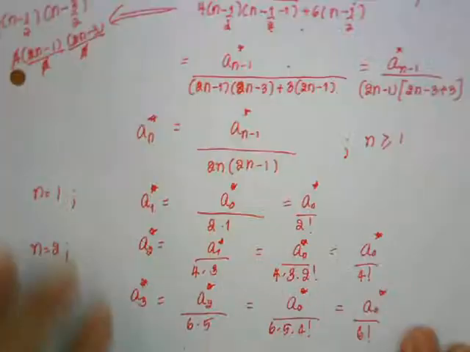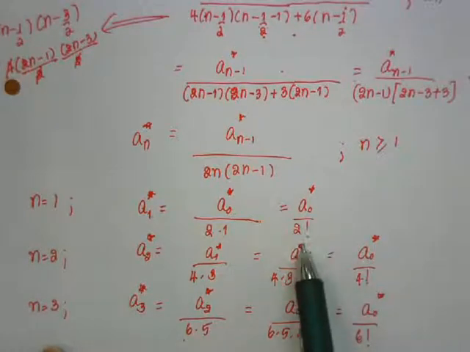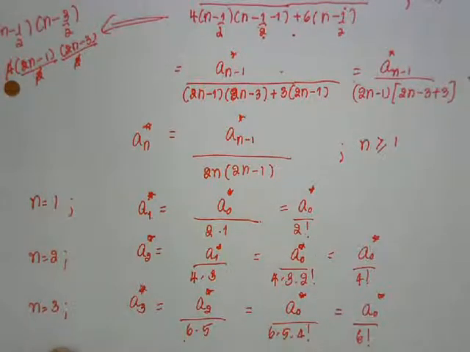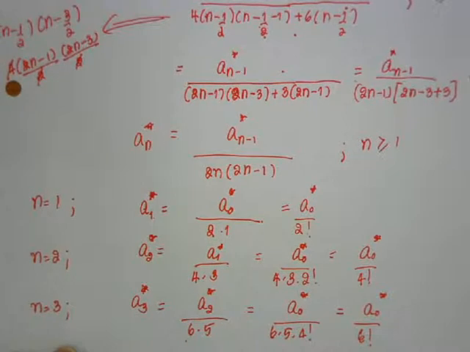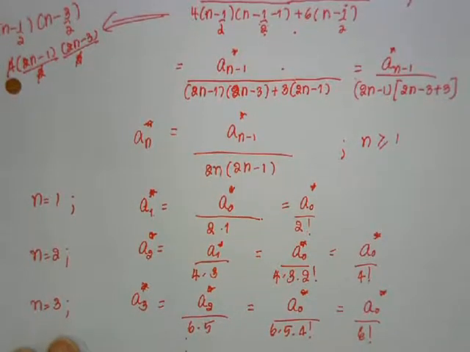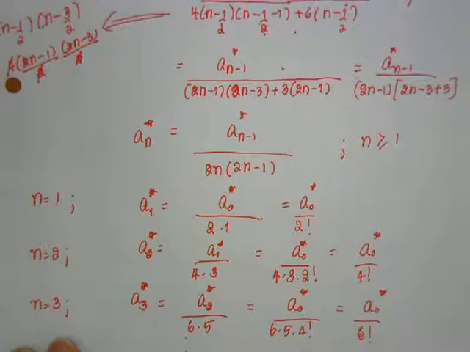We get a1 star equal to a0 star divided by 2 factorial, and a2 star is equal to a0 star divided by 4 factorial, and then plug n equal to 3 there, you would get a3 star equal to a0 star divided by 6 factorial, and so on.